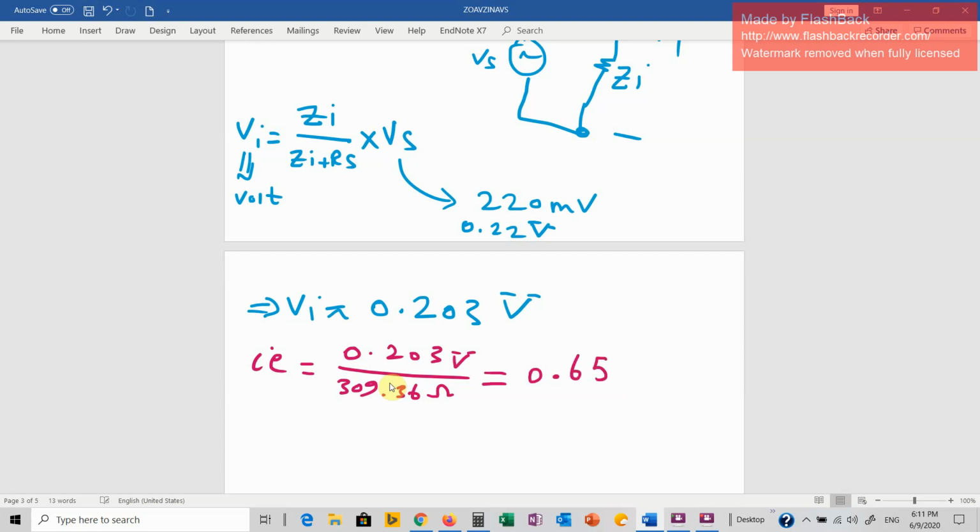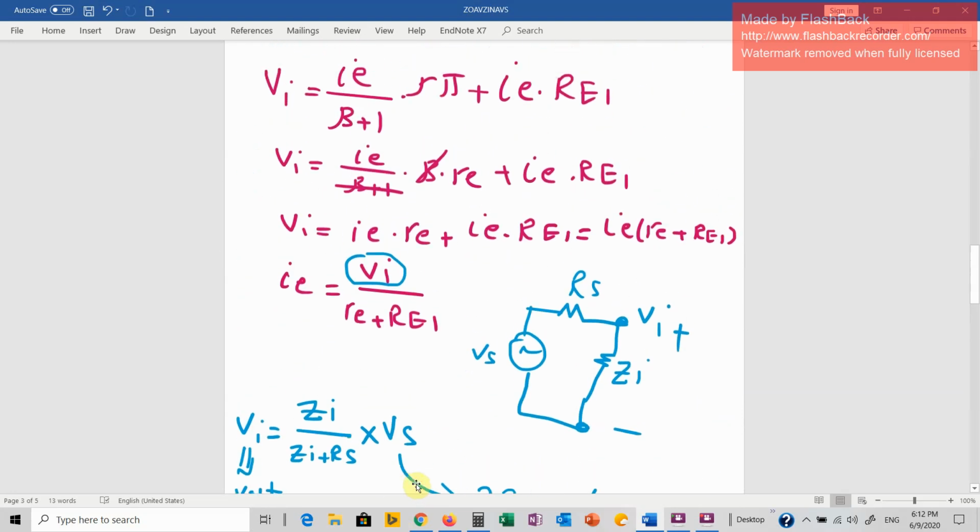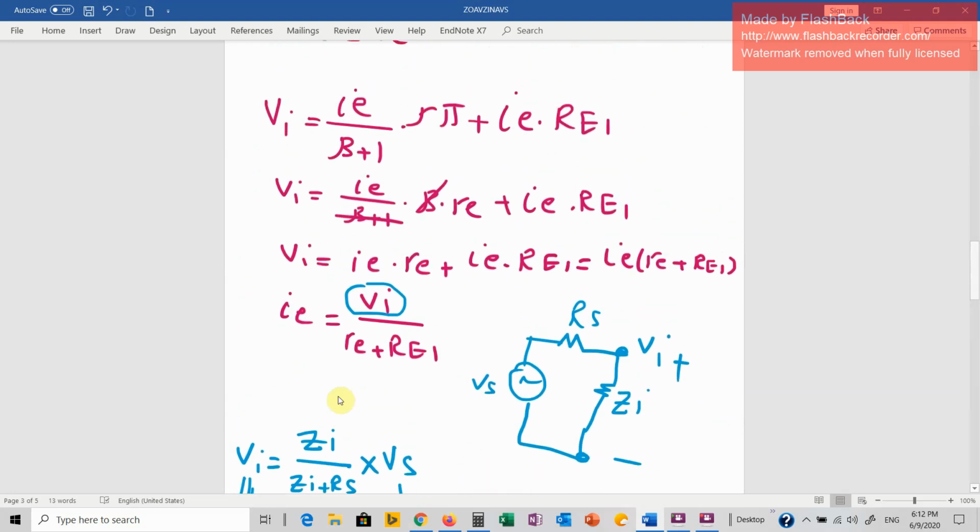So this is the answer. Just be careful here. The answer is going to be in amps, but I just multiply this directly by 1000. So it is approximately 0.65 milliamps. So this IE is done.